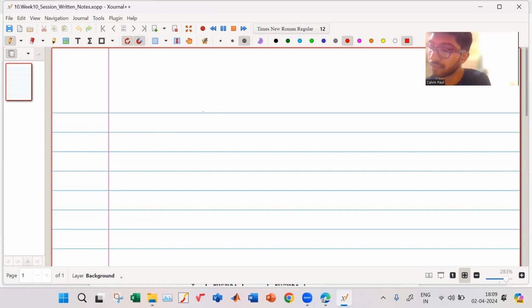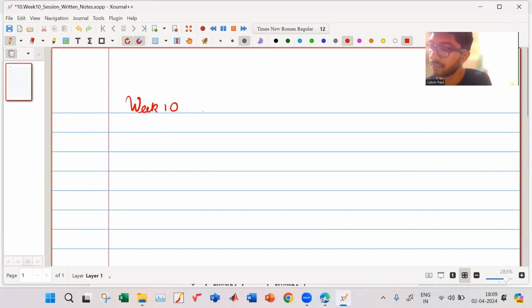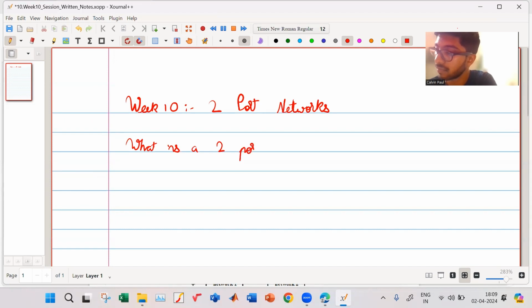So today we're considering week 10. We'll be looking into two port networks. So what is a two port network? Can anyone tell? Sir, a network consists of two pairs of terminals, or four terminals. Two terminals input terminal, two terminals output terminal. Okay. That type of circuit is known as two port circuit.